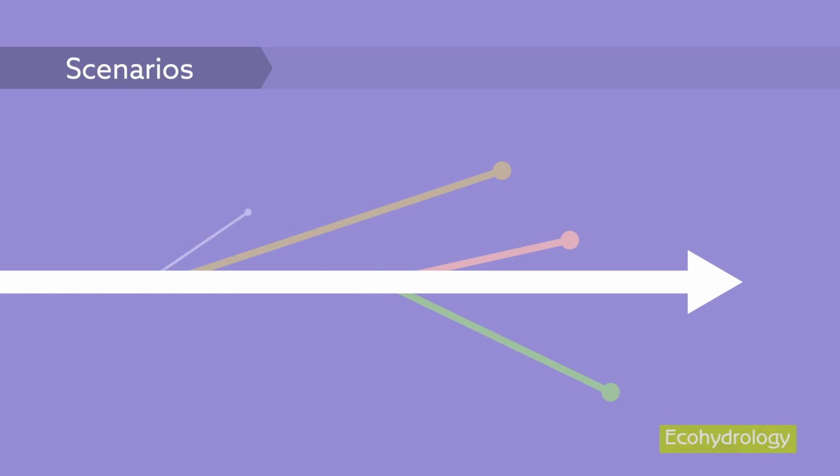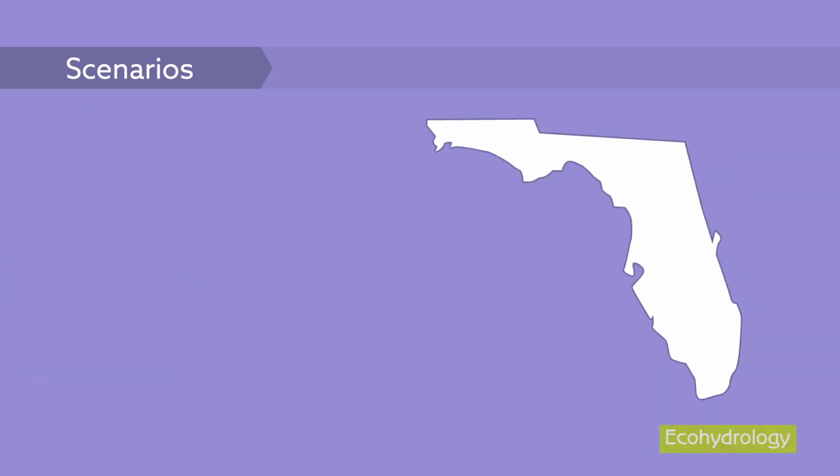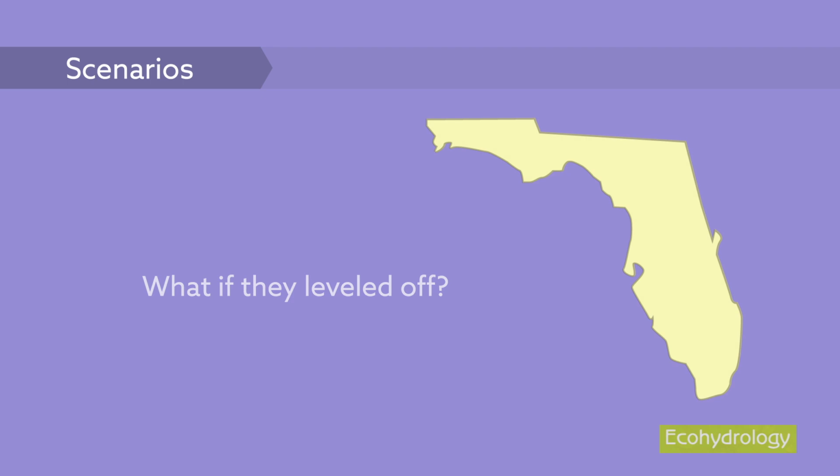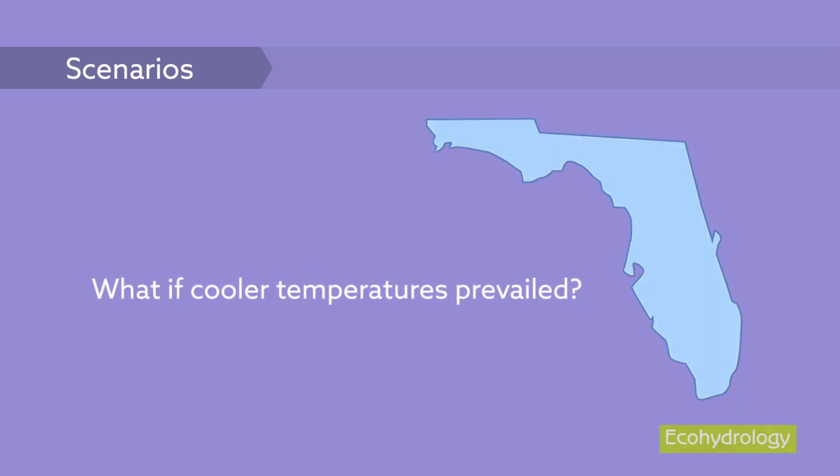These scenarios can be thought of as stories of the various futures that are possible under different conditions. They set the stage for answering questions like, what would Florida look like if sweltering temperatures persisted over the next 50 years? What if they leveled off? What if cooler temperatures prevailed? And that leads to the final step.